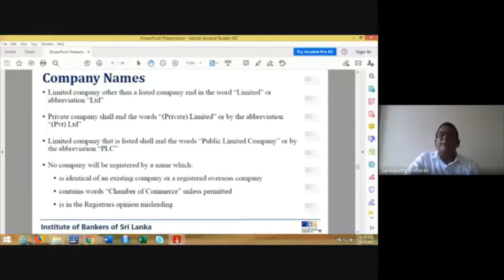The first one is, if it is a limited company, other than a listed company, the word limited or the abbreviation LTD should be mentioned at the end. But what does it mean? For example, generally the companies are limited companies, no? Some of the limited companies are listed in the Colombo Stock Exchange. If they are listed in the stock exchange, then the requirement will be different. But if the company is a limited company and it is not listed in the Colombo Stock Exchange, then they have to use the word limited or the abbreviation LTD. Understand?